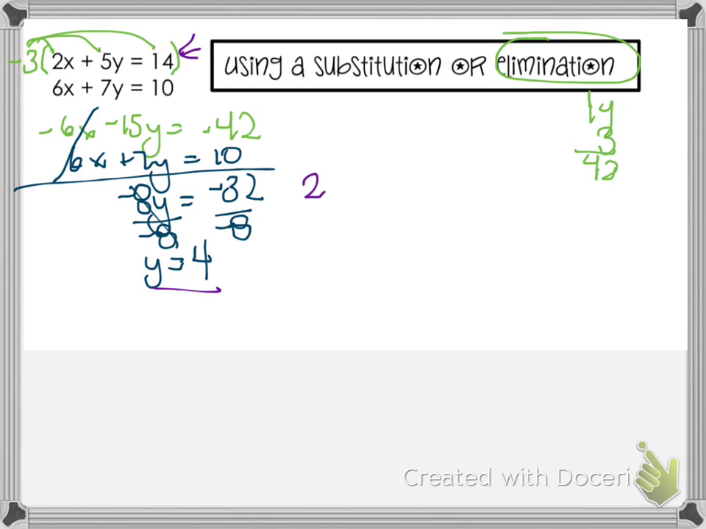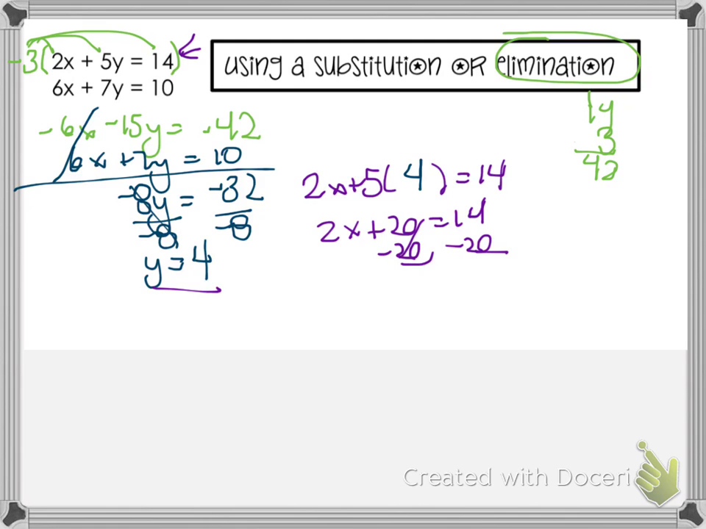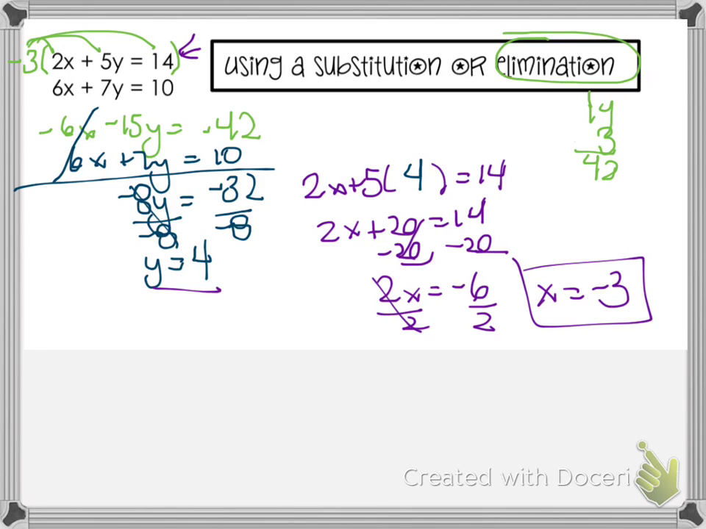So we have our y. So 2x plus 5 times our y value of 4. So we substitute into that equation and solve. We get 2x plus 20 equals 14. Subtract 20 from both sides. We get 2x equals negative 6, divided by 2. So x equals negative 3. So our ordered pair, the solution to this system, is negative 3, 4.